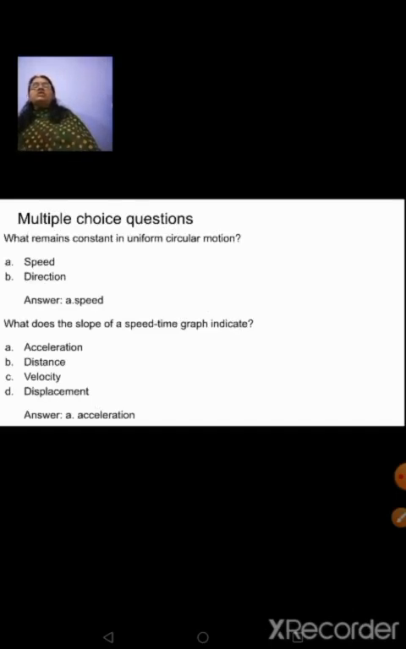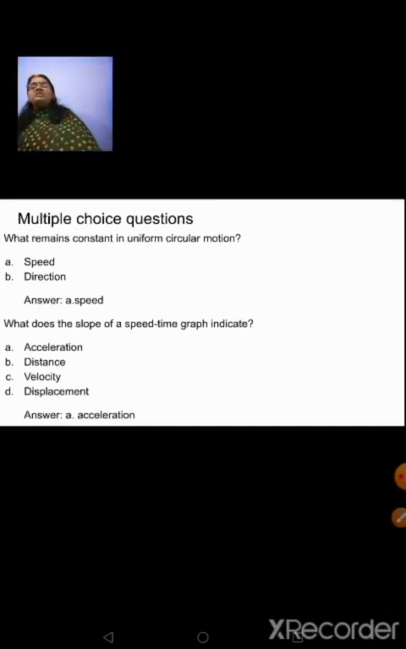What remains constant in uniform circular motion? The blades of a fan, when the electric supply is switched off, show uniform circular motion. So what remains constant? Speed or direction? Yes, speed remains constant. You will be given 4 options or you will be given 2 options.